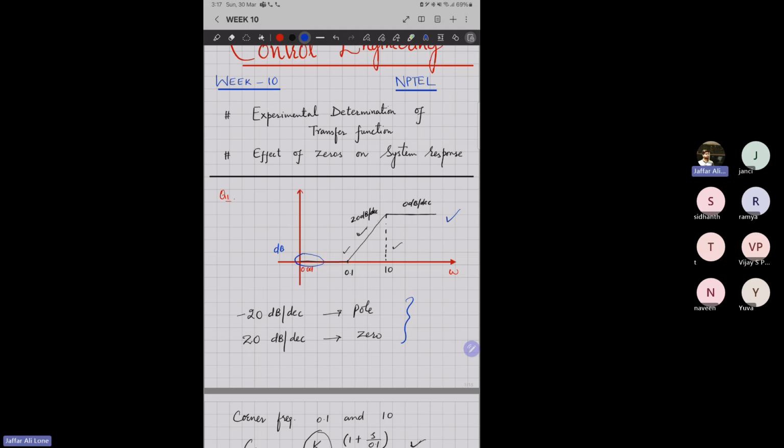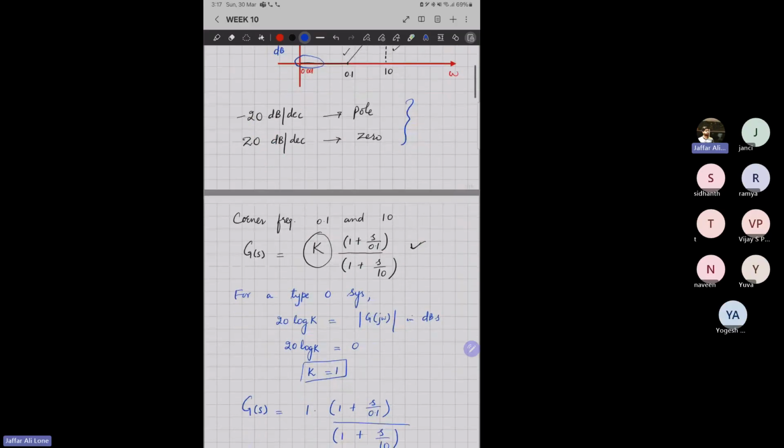So from this, I can write the transfer function in time constant form directly: 1 plus s over 0.1 divided by 1 plus s over 10, because I have 1 zero and 1 pole. Then the task is to find this value k. We will see it's very easy to reach this stage of writing the transfer function in time constant form, but it becomes tricky to find the value of k.